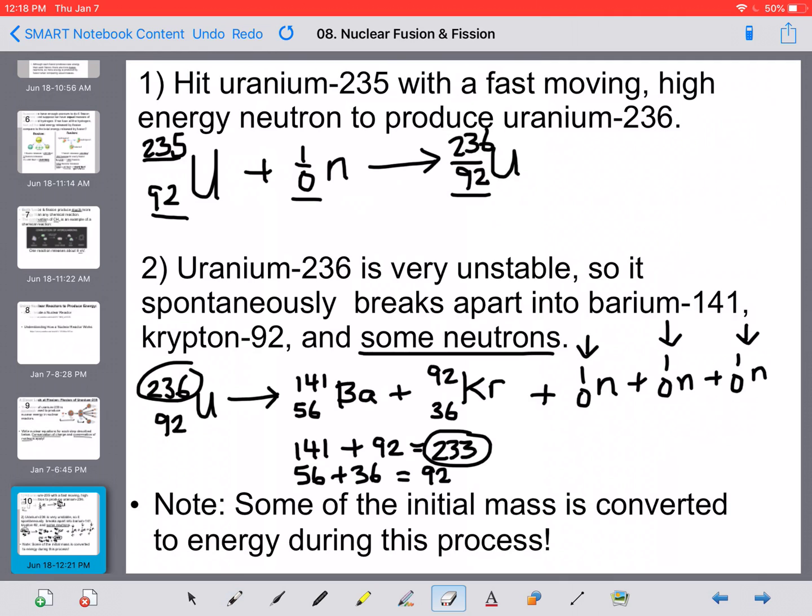Now sometimes you might see this written this way instead. Instead of writing out the symbol for neutron 3 times, because that's kind of annoying, sometimes we'll write this with a coefficient of 3, and then the symbol for neutron, same thing. And then it says, note, some of the initial mass is converted to energy during this process. We'll see about that a little bit later.